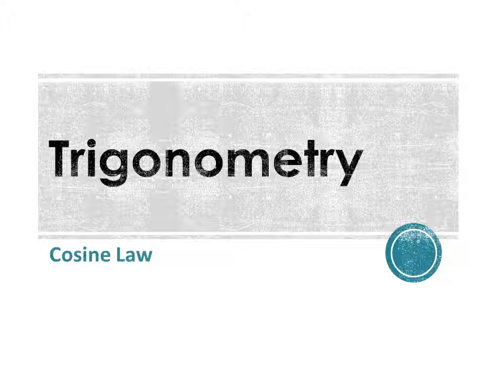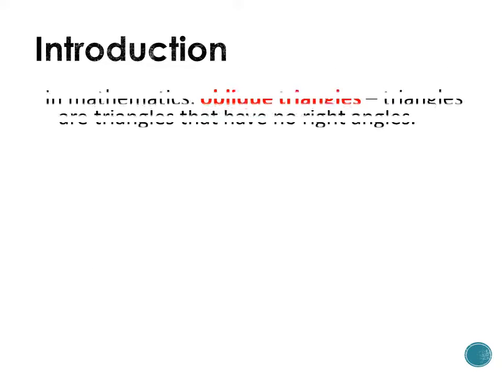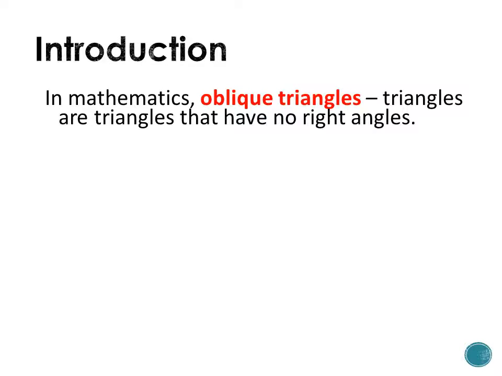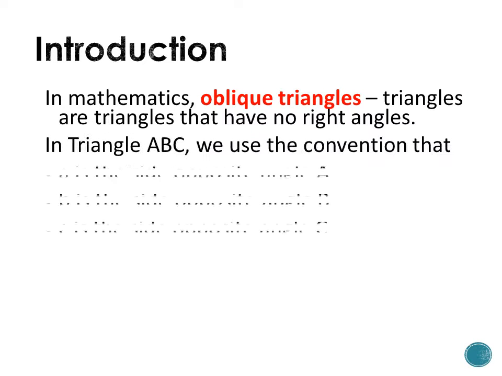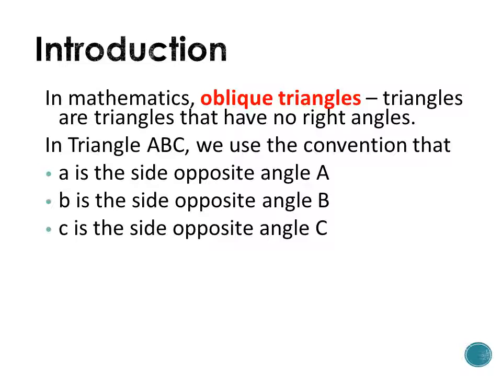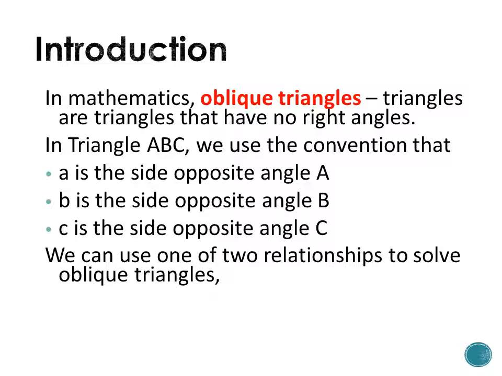Okay, so today we're going to take a look at the cosine law. We looked at the sine law the other day, now we're going to look at the cosine. Just remember that we can use these in oblique triangles, triangles that have no right angle, and we use the convention that side A is opposite angle A, side B is opposite angle B, and side C is opposite angle C. And we can use these relationships to solve this triangle.